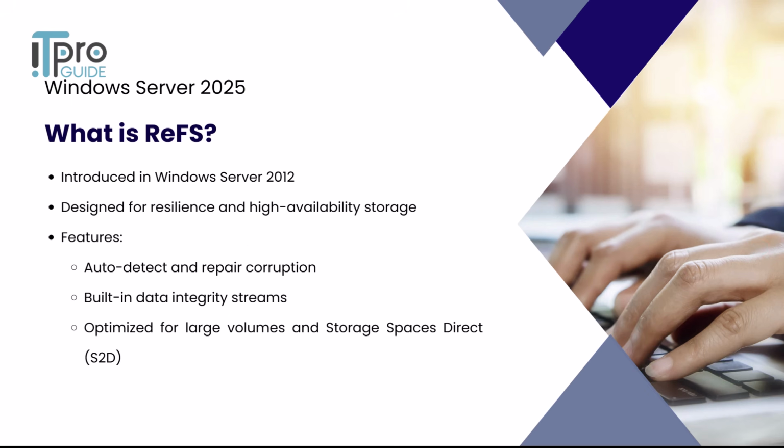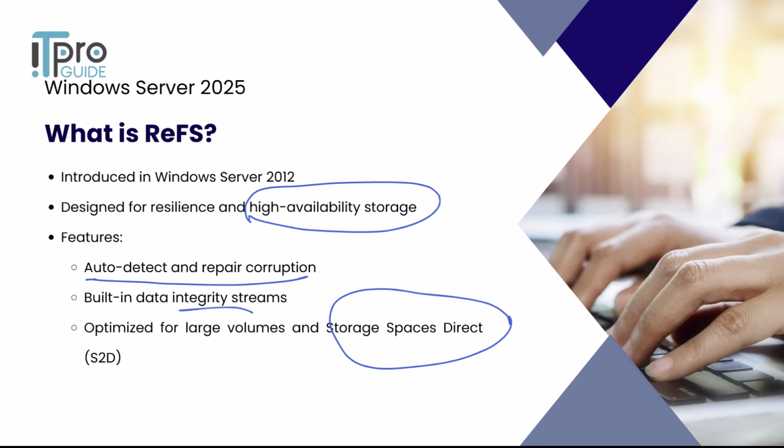Coming to ReFS, the Resilient File System was built to meet the needs of highly available, resilient, and scalable storage systems. The advantage is that ReFS can detect and automatically repair data corruption without taking the volume offline. It uses data integrity streams to verify that files have not been tampered with. ReFS is particularly optimized for large-scale deployments like Storage Spaces Direct, which is a software-defined storage solution. We will talk about it later, but this is where ReFS is mostly selected for large-scale deployments like Storage Spaces Direct.